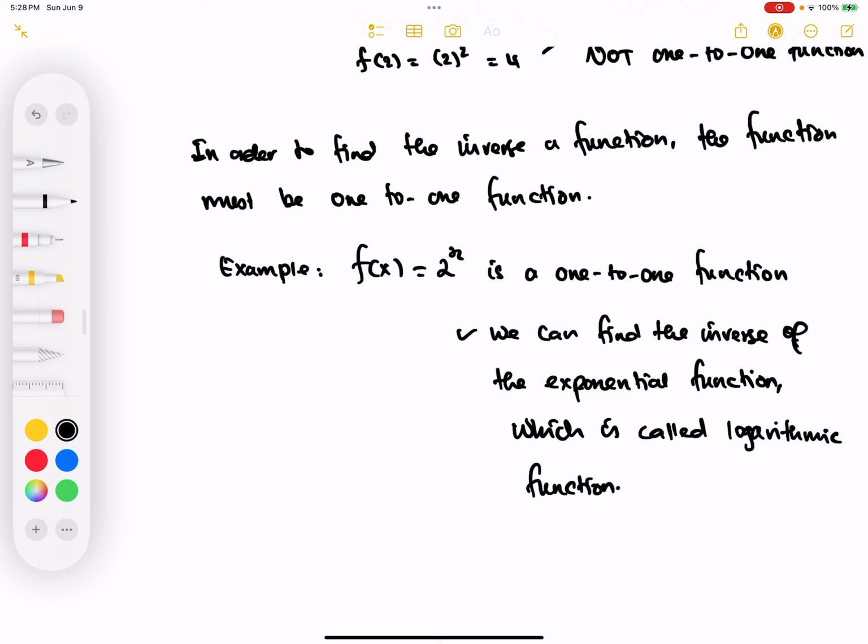So in order to find the inverse of a given function, the function must be a one-to-one function. So f of x is equal to 2 to the x, or 3 to the x, 4 to the x, or any exponential functions are one-to-one functions, then we can find the inverse of this exponential function, and we call them logarithmic functions.